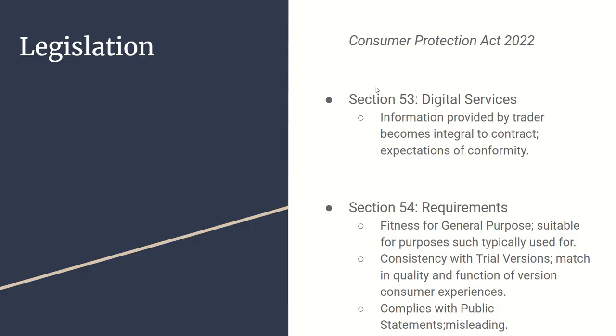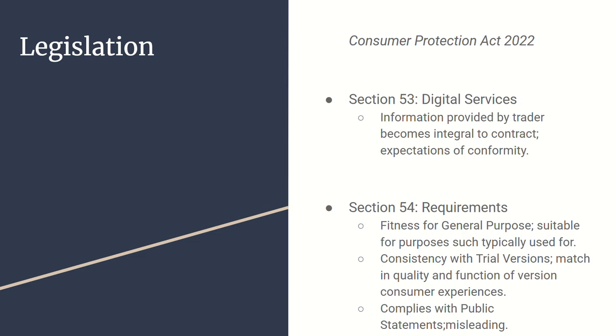The Consumer Protection Act governs Section 53, specifically that of digital services. Information provided by a trader becomes integral to the contract, and there must be an expectation provided for in the digital service of conformity with this information, and the consumer has a legitimate expectation from a pragmatic perspective to expect the digital service to match that which it is required to provide.